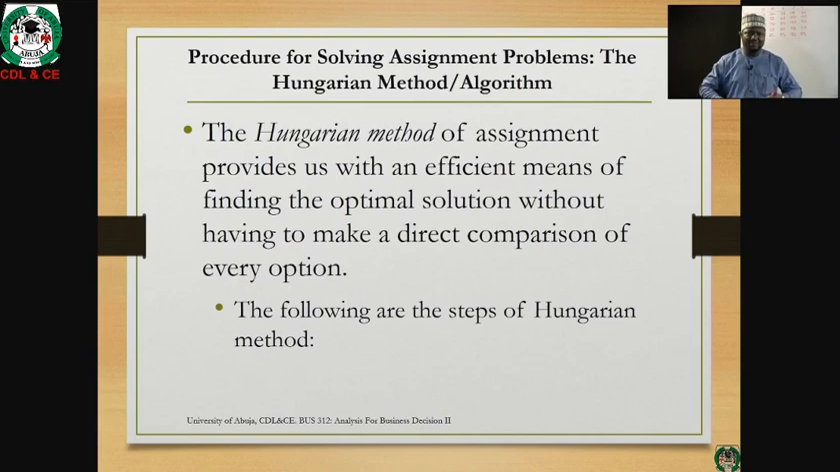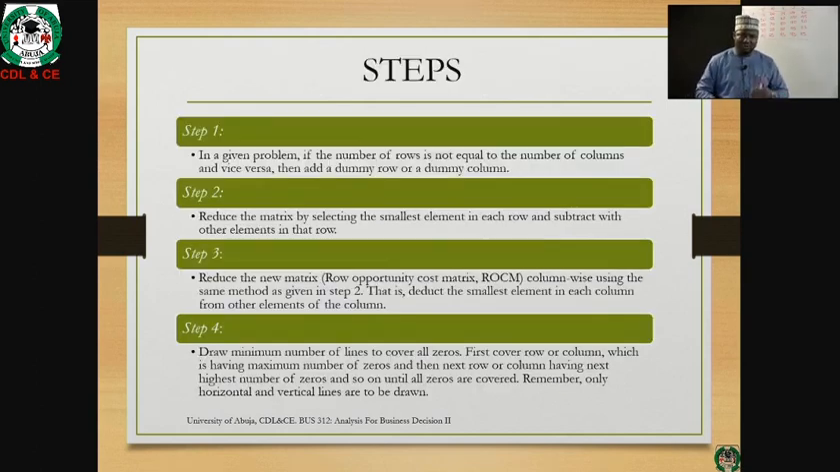We shall be seeing. There are various methods of solving the assignment model, but for the purpose of this study session, we'll be basing on the Hungarian method, which follows a pattern similar to that of linear programming. We should also bear in mind that the assignment model is a variant of the transportation model, which happens to be a variant of linear programming. So the assignment model is an extension of linear programming. And the following are the steps of solving the assignment model.